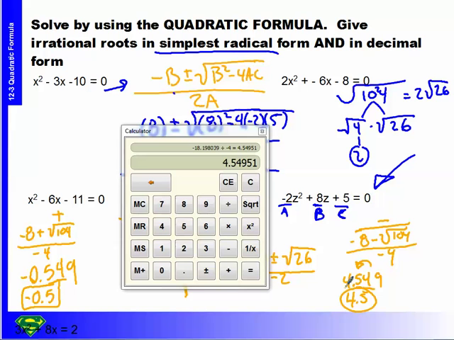And there are my 2 answers, both in simplest radical form as well as my decimal equivalent.